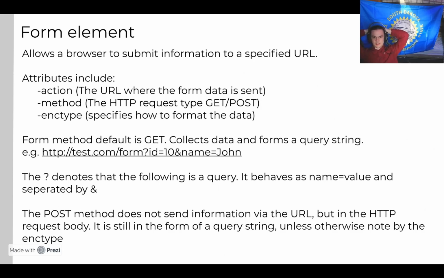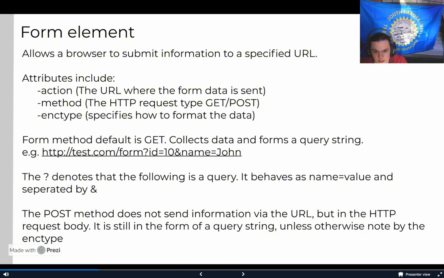The POST method does not send information via the URL, but in the HTTP request body. It is still in the form of a query string unless otherwise noted by the enctype. So the reason for using a POST method as opposed to a GET method is because the GET method shows all the data in the URL. So if I'm passing a password or my bank PIN or something, we don't want that visible in the URL. We want that more hidden in an HTTP request body. Most likely an HTTPS request body so that it is encrypted for even more security.